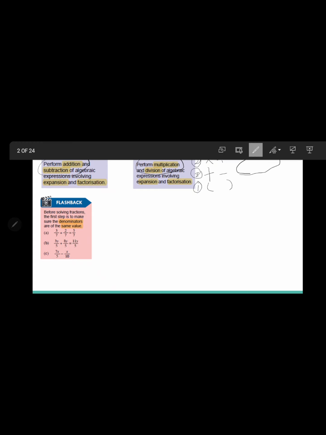So we are at 2.3. In 2.3 we will see a lot of combined operations. The combined operation: what happens when you have expansion and factorization combined with all the operations that you have learned, plus, minus, multiply and division.